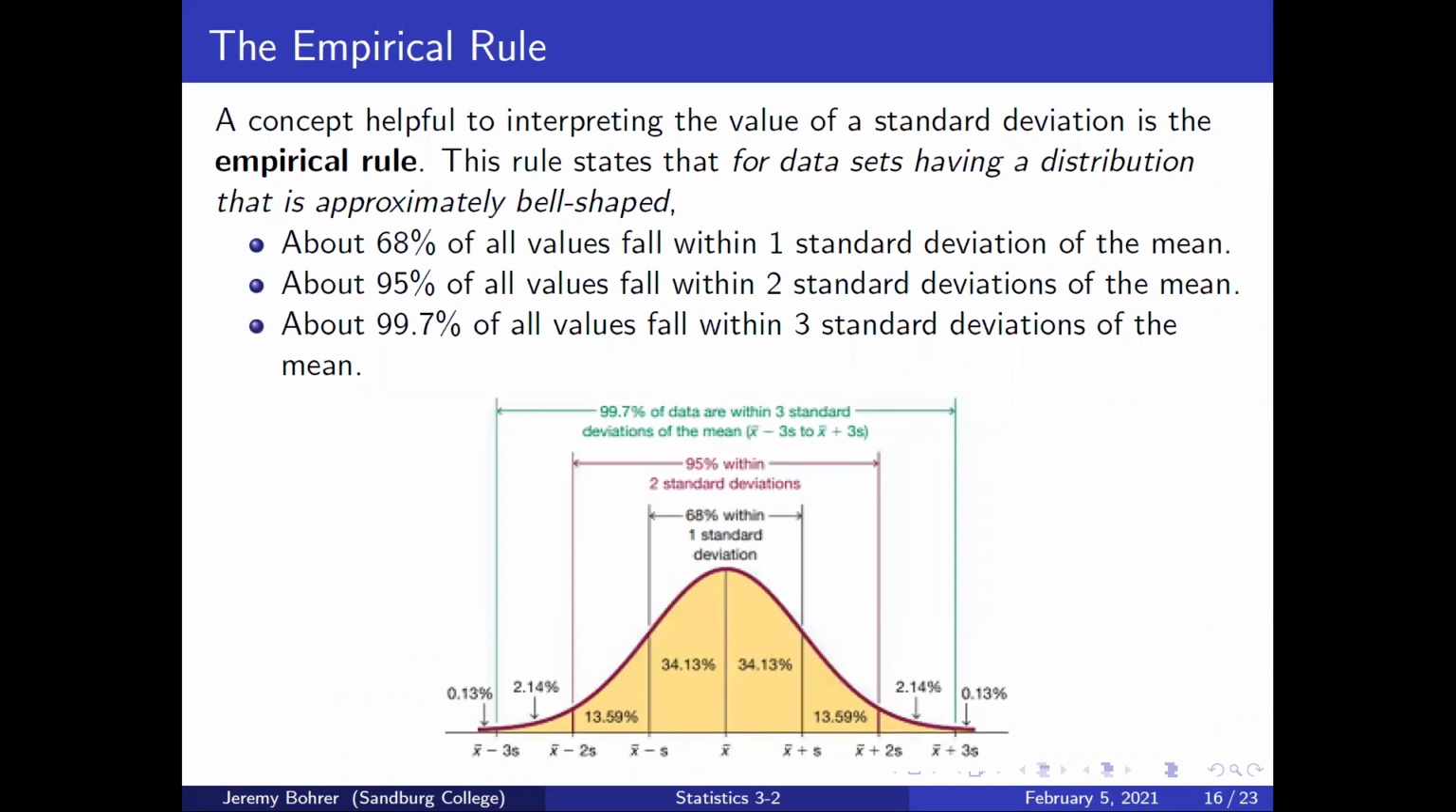A concept helpful to interpreting the value of a standard deviation is the empirical rule. This rule states that for data sets having a distribution that is approximately bell-shaped, about 68% of all values fall within one standard deviation of the mean, about 95% of all values fall within two standard deviations of the mean, and about 99.7% of all values fall within three standard deviations of the mean.